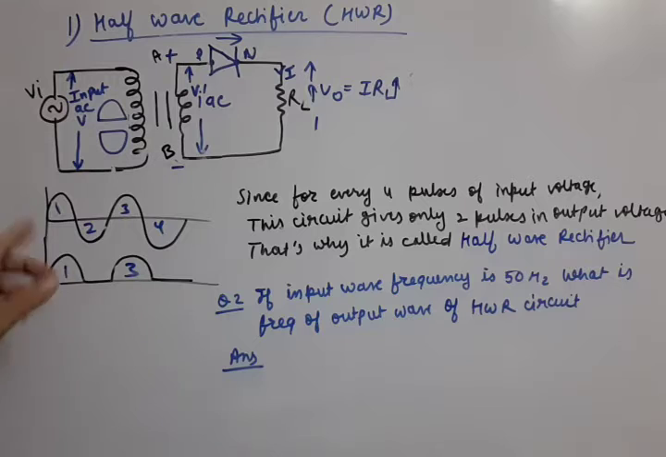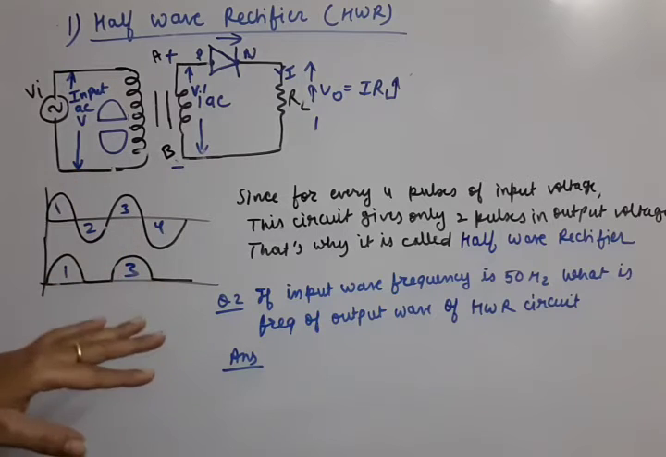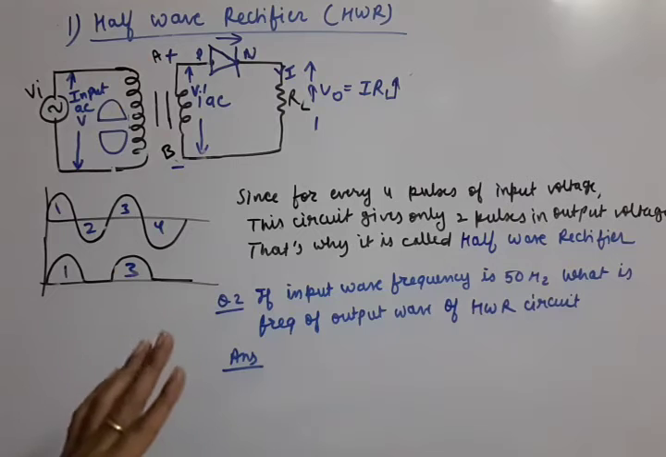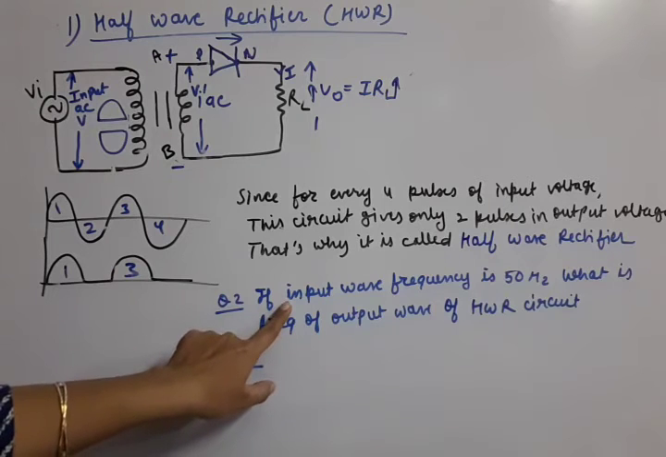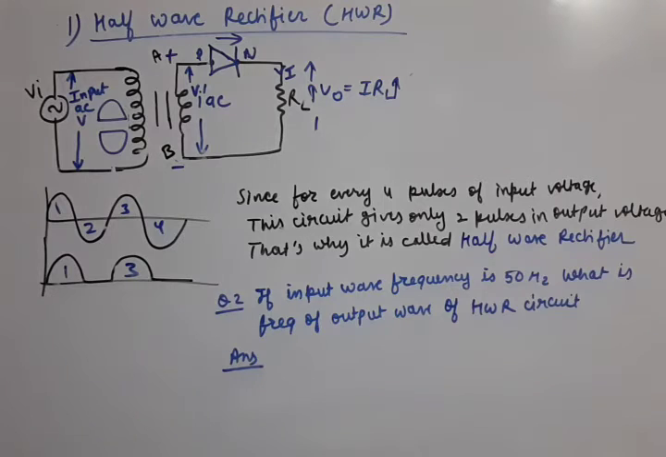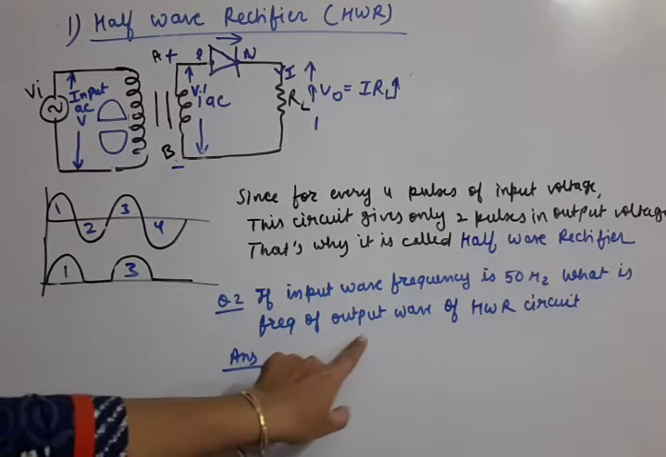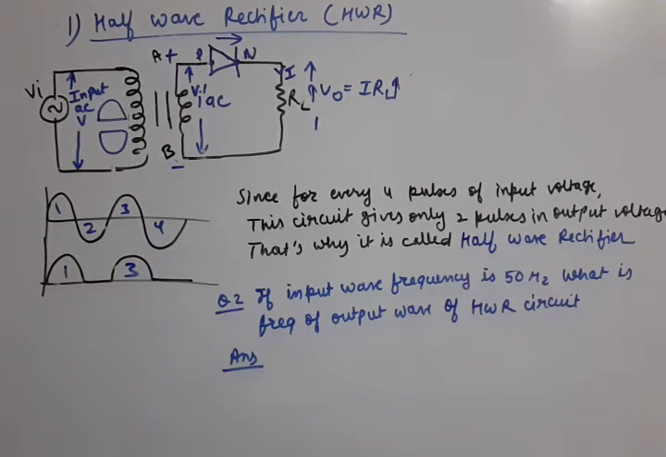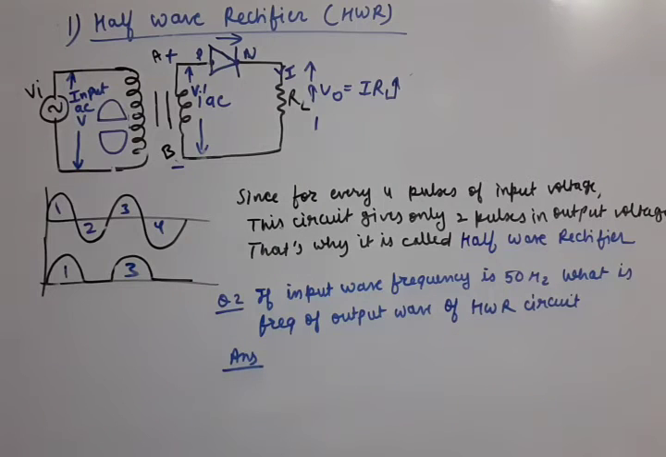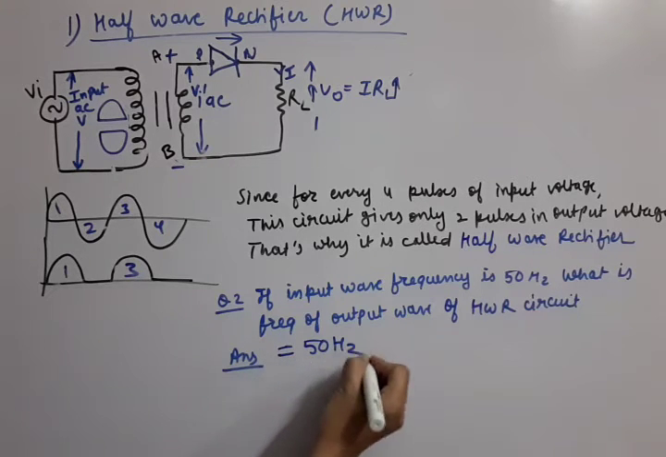Okay, so because we are getting only half the number of pulses in the output voltage, that's why we call it half wave rectifier. Also, one more question is asked in the exam: if the input wave frequency is 50 Hertz, then what is the frequency of the output wave of a half wave rectifier circuit? HWR means half wave rectifier circuit. So what is the frequency of the output wave? You have to write the answer: it's the same, 50 Hertz only.